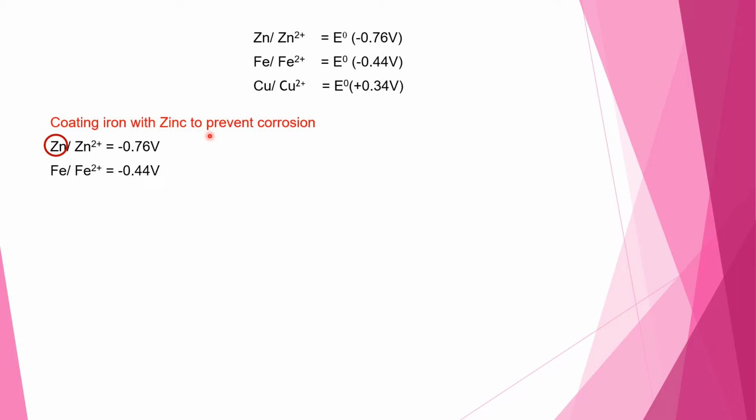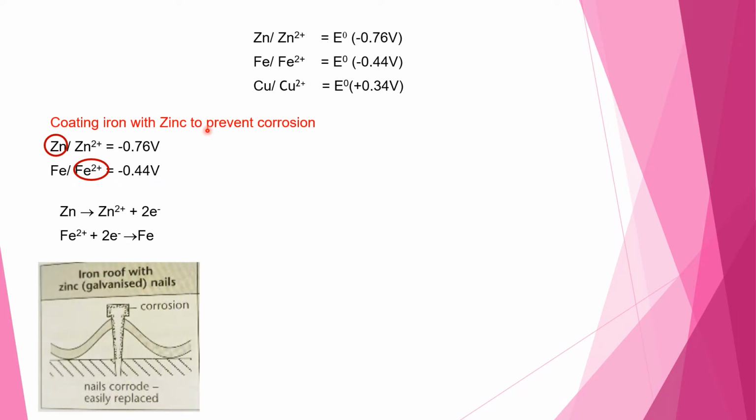So when zinc is oxidizing itself, then Fe2 plus, which has the less negative, or more positive, electrode potential value, means it contains an oxidizing agent, something getting reduced. So that is why Fe2 plus is the one that is going to get reduced. It basically means that zinc is going to get oxidized into zinc ion, while Fe2 plus is going to change into Fe. So when this reaction happens, it is the zinc that is going to corrode, not the iron, because iron cannot change into Fe2 plus.